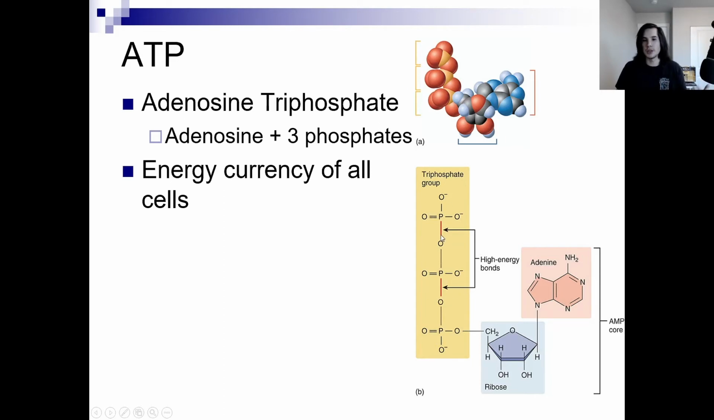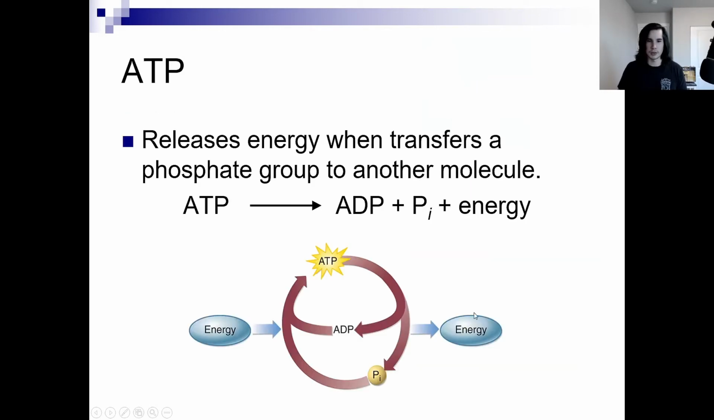And so let's say we lose a phosphate very easily. We are now called adenosine diphosphate, di for 2. If we lose this second phosphate, now we're adenosine monophosphate. So pretty simple. Okay, so what ATP does is it releases energy when it transfers a phosphate group to another molecule. So you go from ATP to adenosine diphosphate, plus that phosphate, plus energy. So you release some energy in the process.